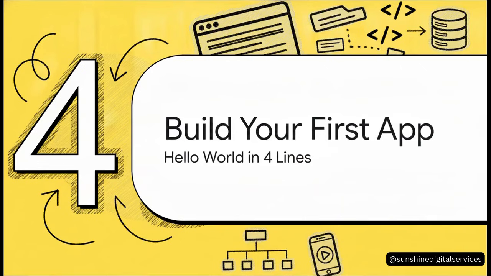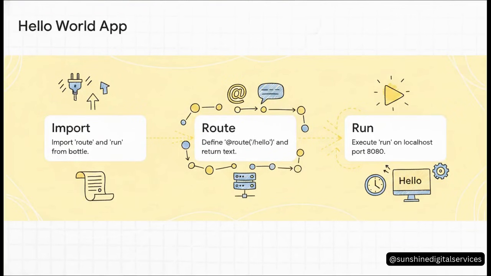All right, let's get practical. Section 4, building your first app. Hello world in just 4 lines. Take a look at how elegantly simple this really is. In literally a few lines of code, you have a fully functional web application. Step 1, we just import route and run from Bottle. Step 2, we use a super simple decorator, @route('/hello'), to define our web endpoint, and we just have the function underneath it return the string hello world. Finally, step 3, we execute run, pointing it to localhost on port 8080.